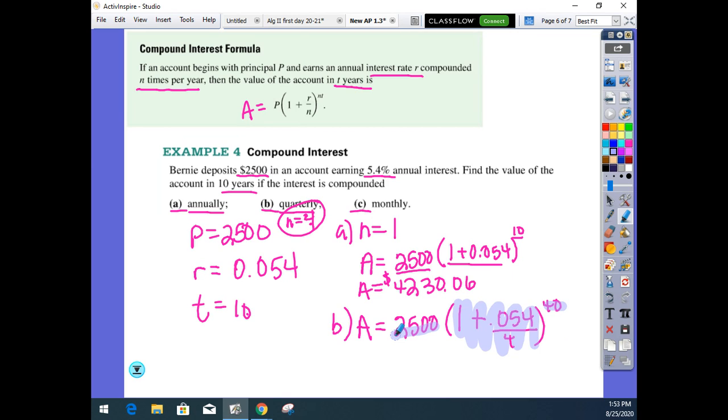If you're really good at this, you could actually enter all of this straight into your calculator as long as it looks exactly like this. And the calculator will just do all your math for you. And you should get 4274.55.